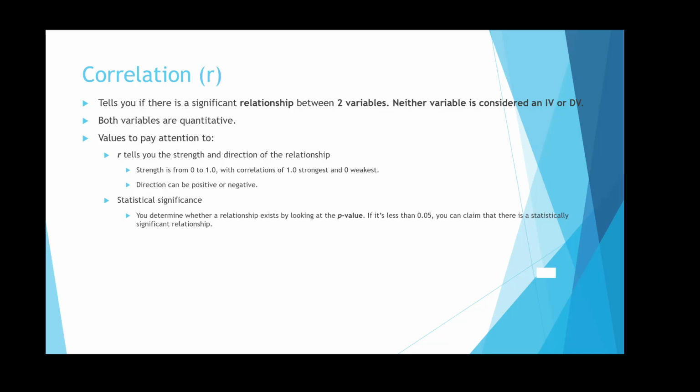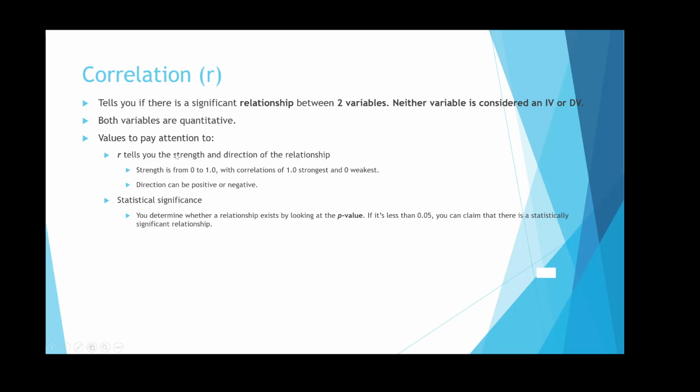1.0 is the largest possible correlation that you can have. Think of it as 100%. They're 100% perfectly correlated if you have an R of 1.0. That is the strongest possible correlation. 0, on the other hand, that is the weakest possible correlation. That means that there's no correlation whatsoever.